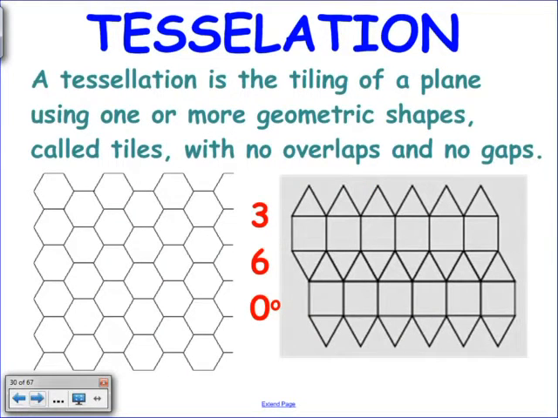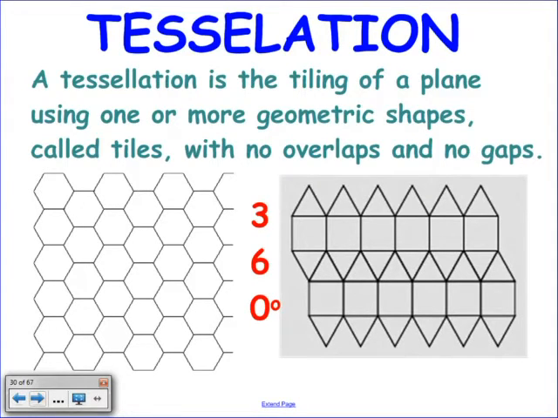Tessellation. Tessellation is tiling. So we've got our shapes now and we're sticking them together. So here we've got a hexagon and they fit together. Here we've got squares with equilateral triangles. They all fit together. And the reason they fit together is 360. They create 360 degrees when they're put together.